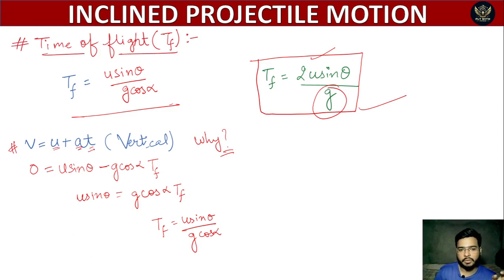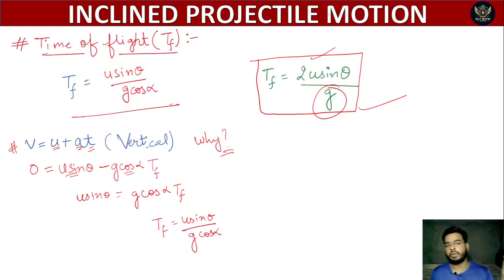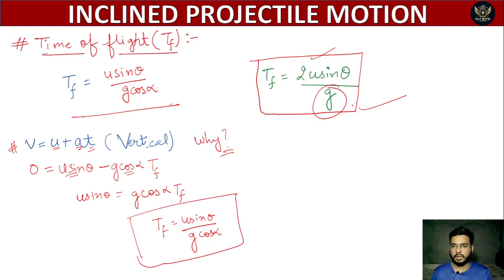Here the final velocity is 0, then uy, ay and t. So uy means u sin theta, and ay means minus g cos alpha. Here you see ay is minus g cos alpha, right? So just put all the values in the vertical direction here, and tf for t. After equating all these we will get the formula for time of flight, which is u sin theta divided by g cos alpha. Here you notice that g has just turned into g cos alpha. Okay, so this is all about the time of flight.